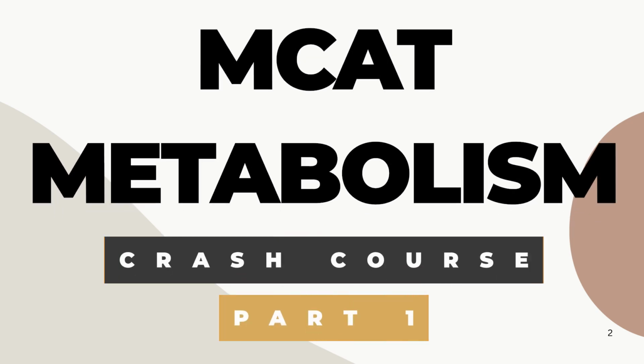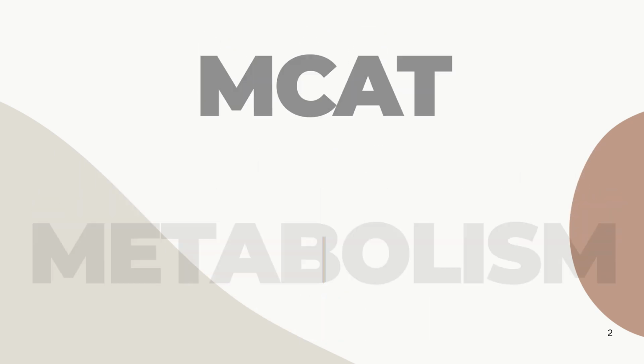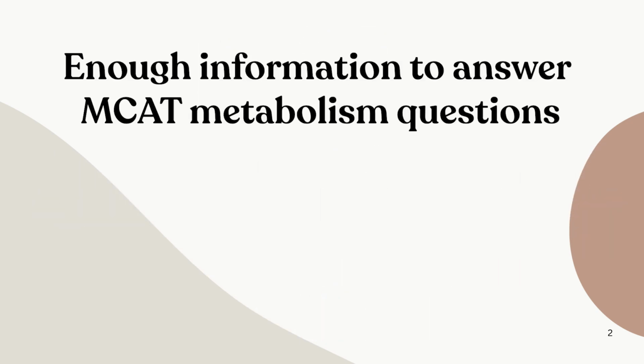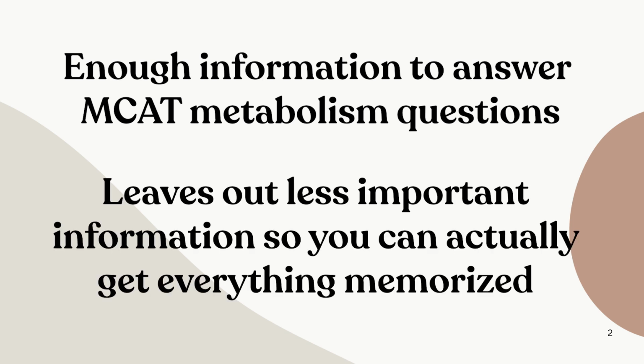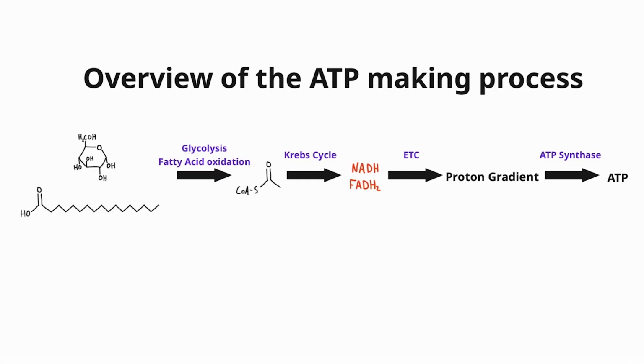This video is a crash course over MCAT Metabolism. It'll go in-depth enough that you'll have enough information to understand the material and answer most MCAT Metabolism questions, but it's going to skip some of the lower yield information so that you can realistically get this information memorized in a reasonable time frame. We're going to start with looking at an overview of how cells make ATP.